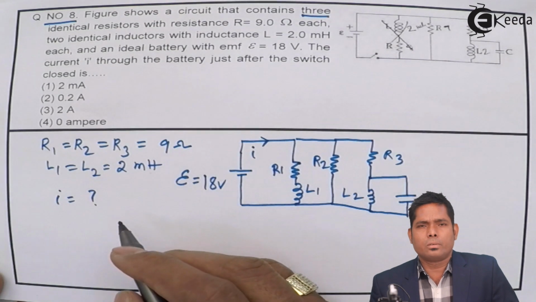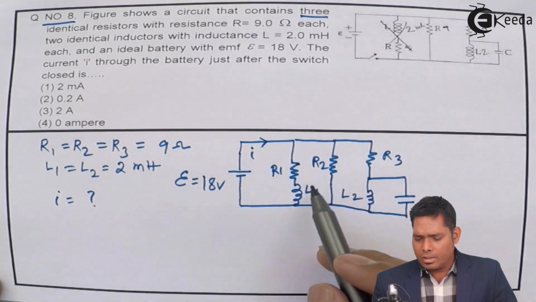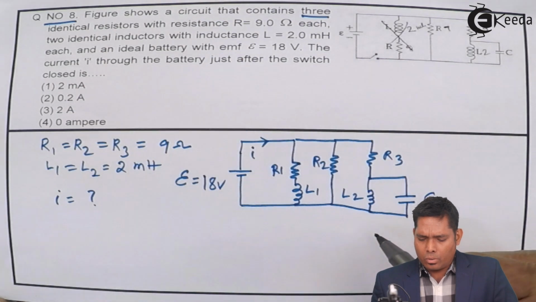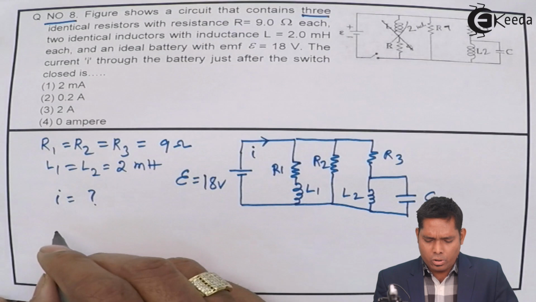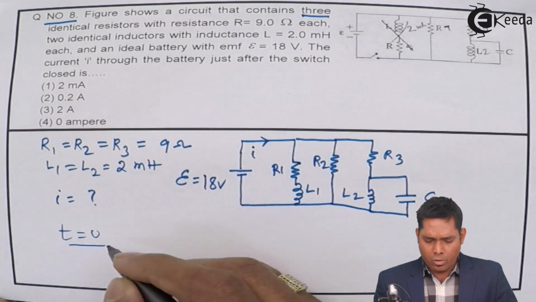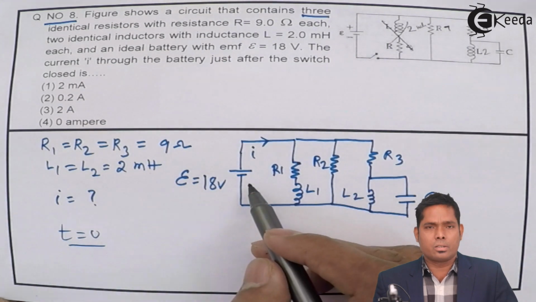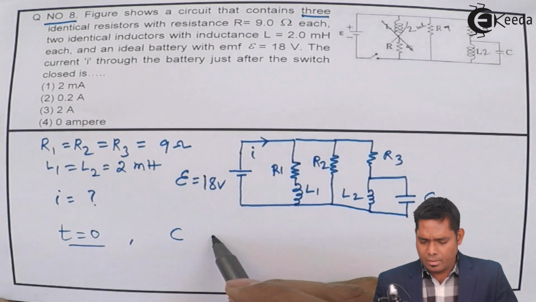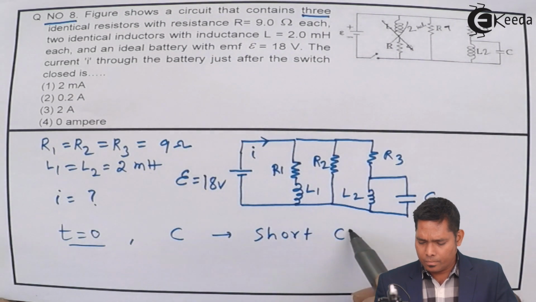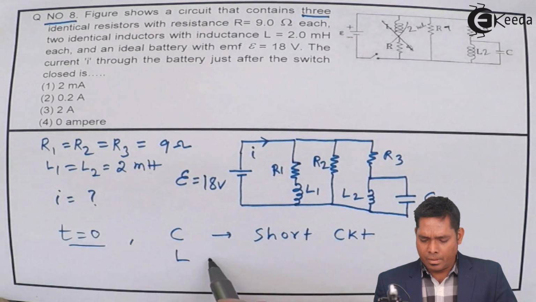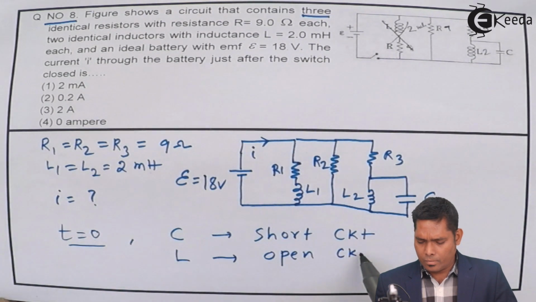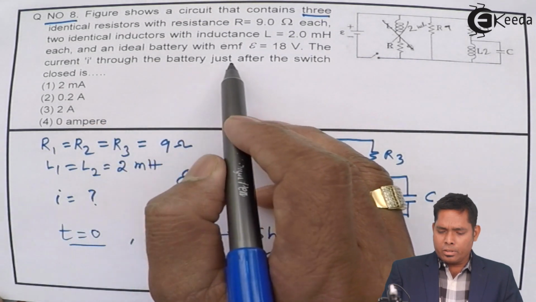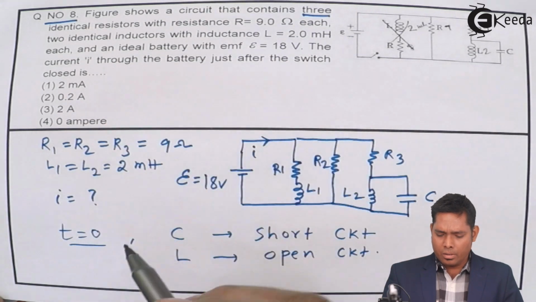Now, this is a very basic question. This involves the resistance, inductor, and the capacitor C. See here. So at the time t equals to 0, when we switch the circuit, switch goes, then the capacitor behaves like short circuit, and the inductor behaves like open circuit. Okay, they behave like open circuit. So at time t equals to 0, because it says that the current flowing through the battery just after the switch is closed, that means time t equals to 0.